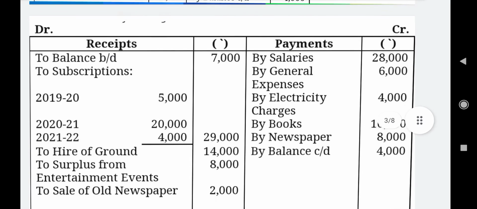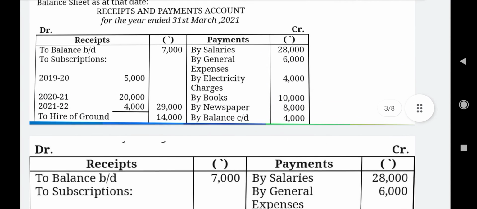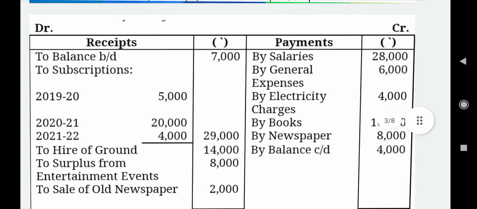Then surplus from entertainment event 8,000. Sale of old newspaper 2,000. If you look at your payment side, then salaries 28,000, general expenses 6,000, electricity charges 4,000, books 10,000, newspaper 8,000, and your closing carried down balance is 4,000.